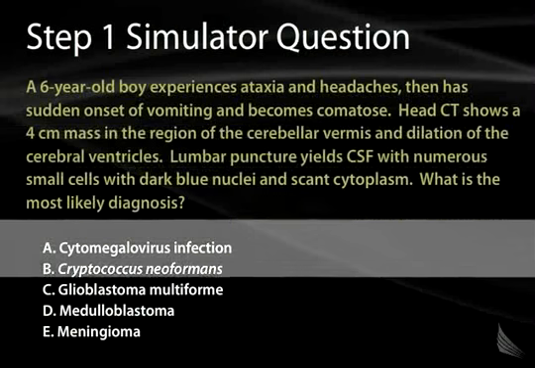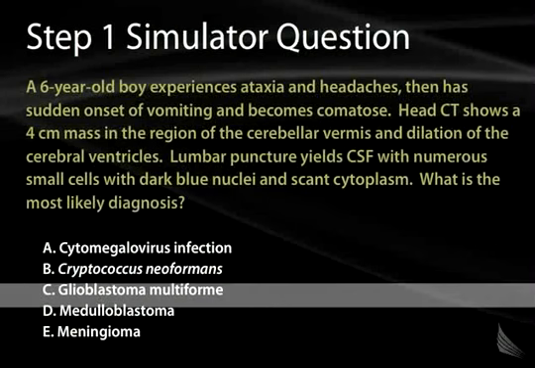The correct answer is medulloblastoma, D. Why? Any child with a tumor at the vermis of the cerebellum in the midline causing obstruction almost undoubtedly has medulloblastoma. Glioblastoma multiforme would be very rare in this age, and the other two, A and B, cytomegalovirus and cryptococcus, would have other signs of infection. Meningioma would be possible, but again, at the age of 6 years would be very, very unlikely.